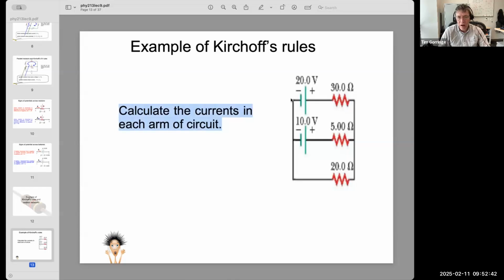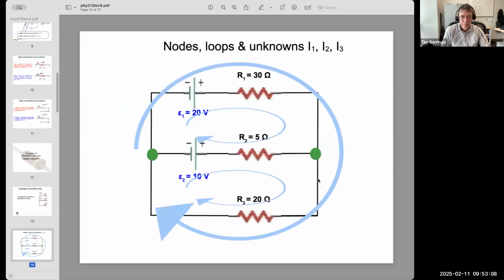circuit. By arm, I mean, look at this circuit here. There's a top path around the circuit. That's the top arm. There's a bottom path around the circuit through the 20 ohm resistor. That's the bottom arm. And then there's a central arm of the circuit, a central path through the circuit that involves this 5 ohm resistor. So each of these is carrying a current. We don't know what those currents are. We're going to find out what those currents are. We're going to see how to do that.